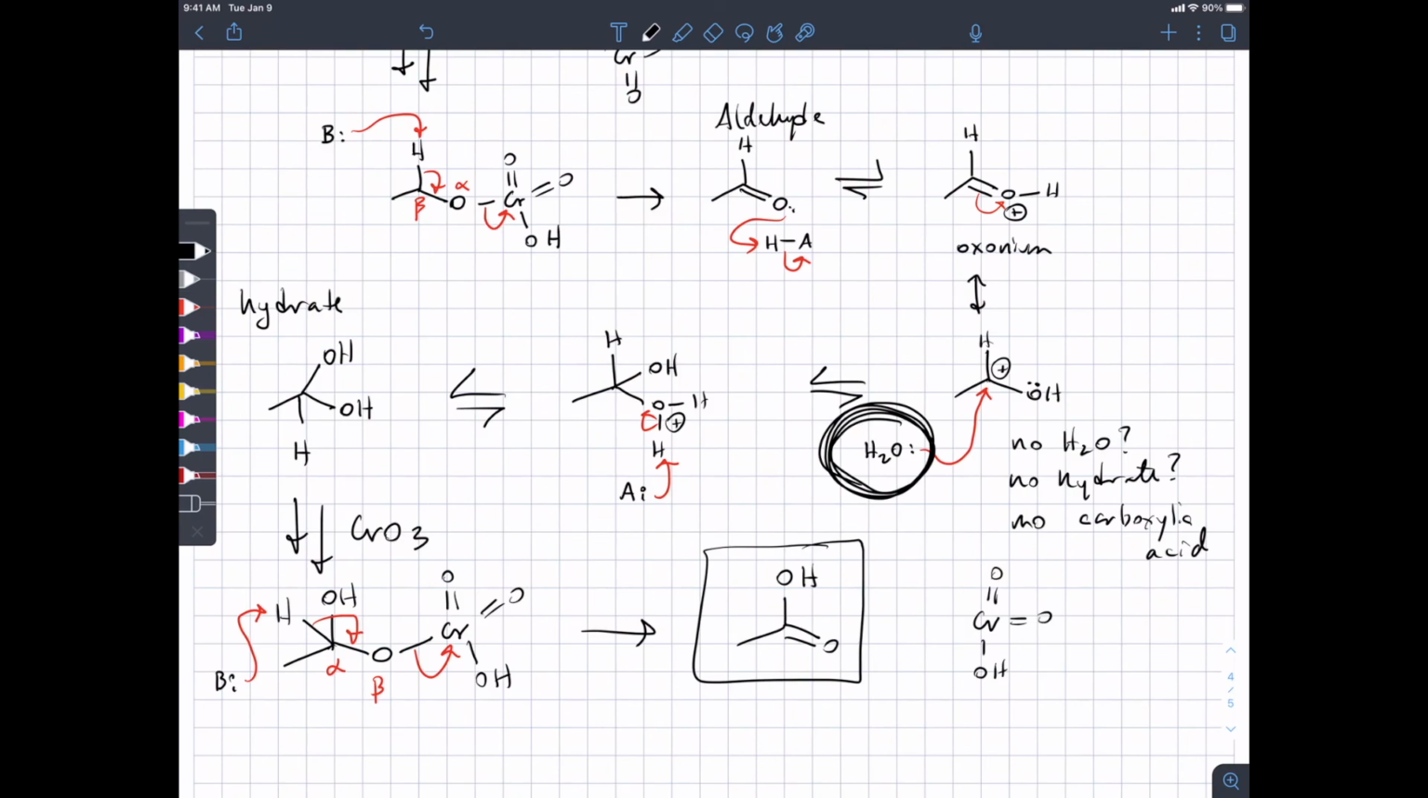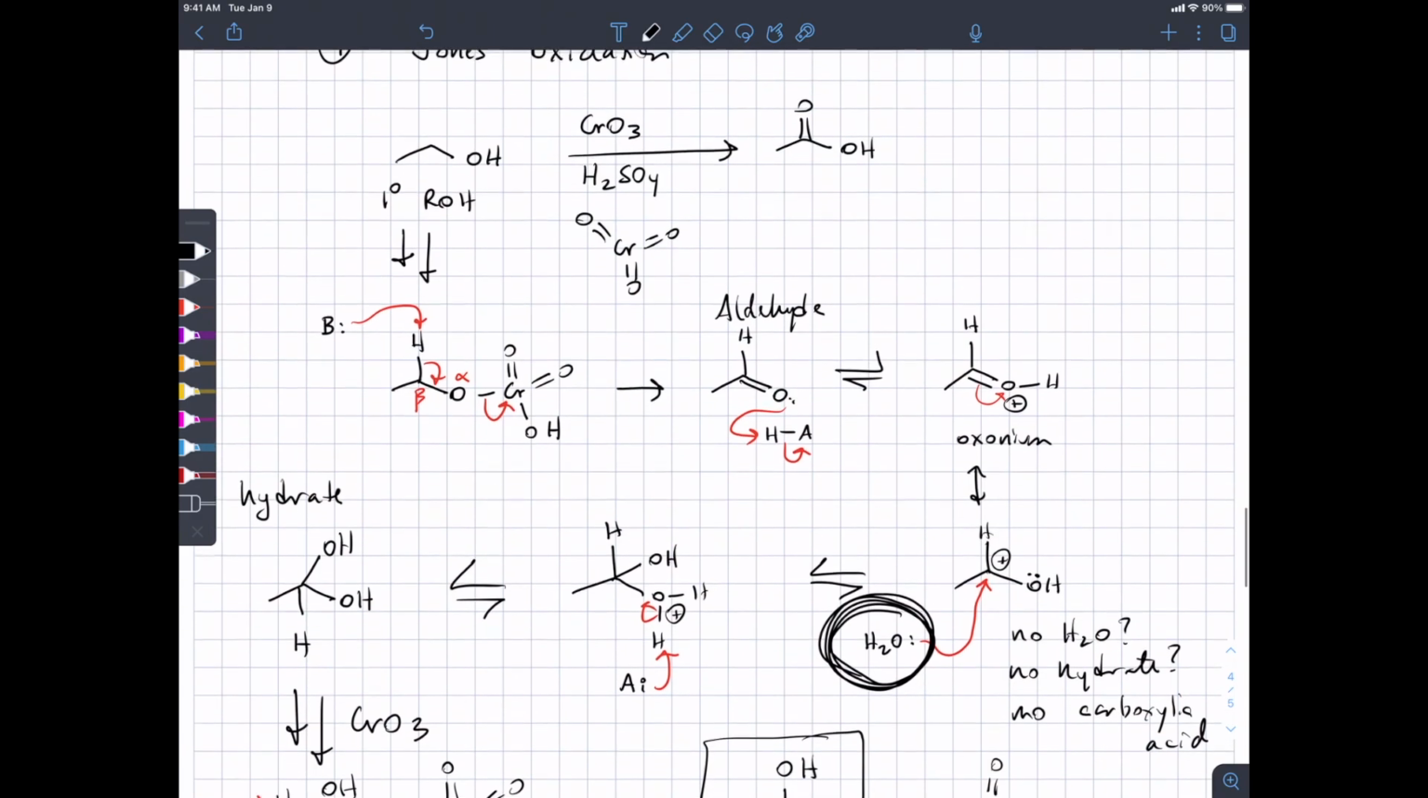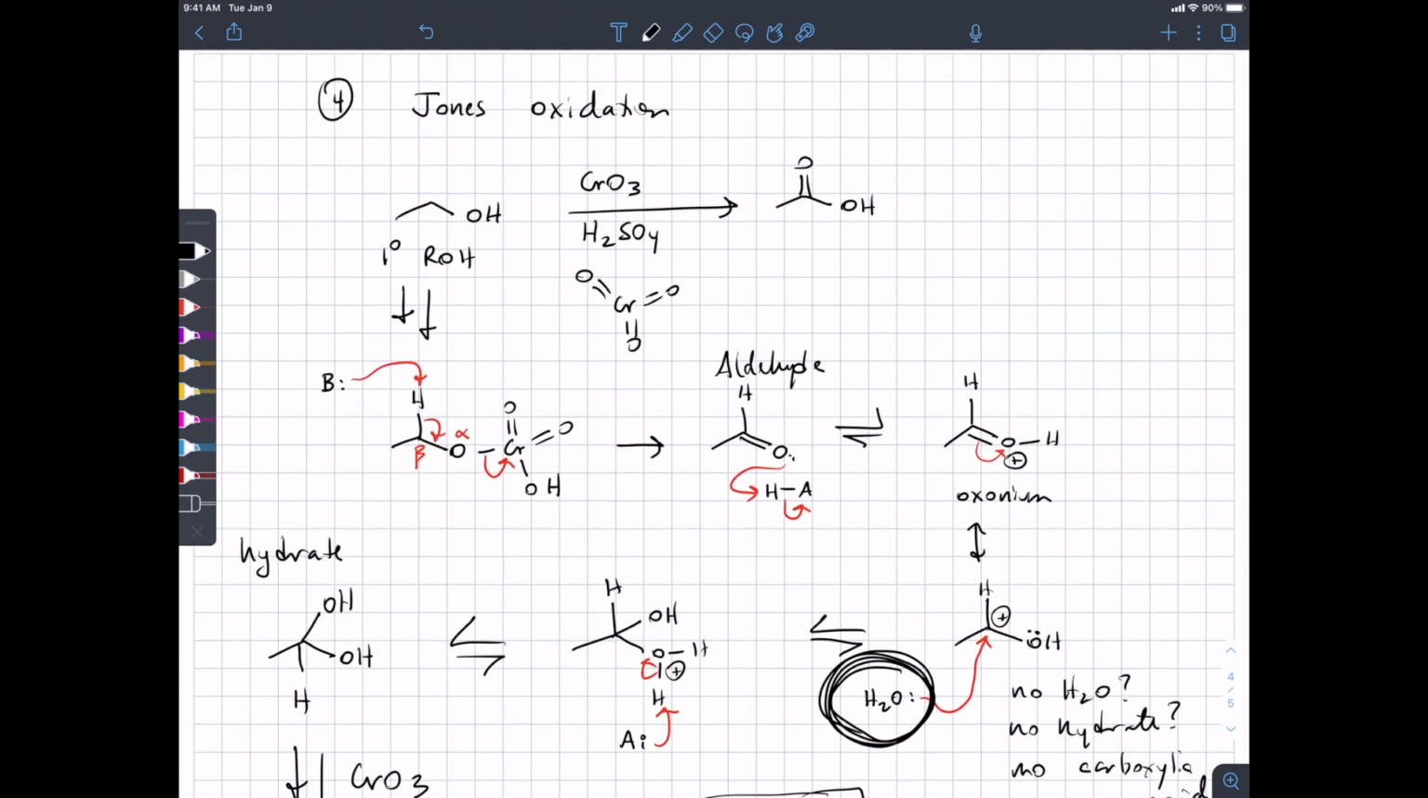Again, that mechanism is purely for your insight and edification. You're welcome to ignore it and just memorize that the Jones oxidation conditions lead to the carboxylic acid, whereas PCC stops at the aldehyde.